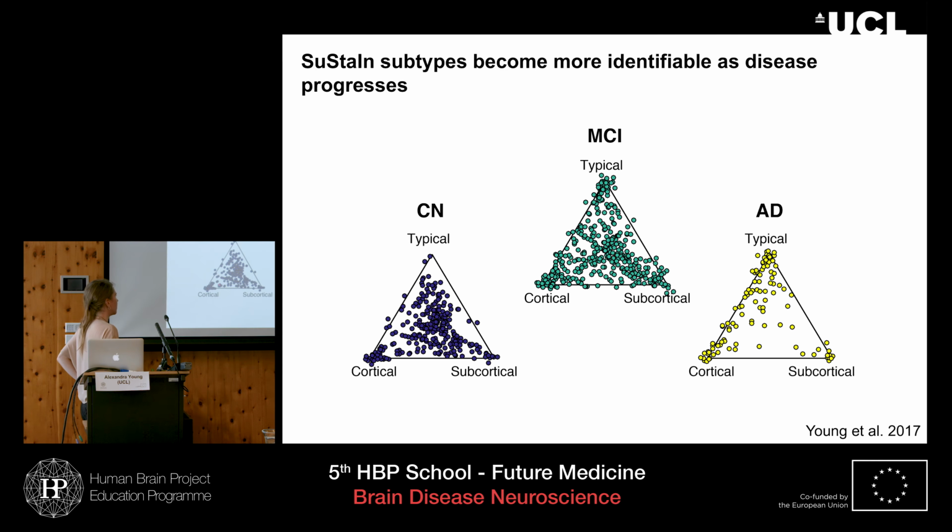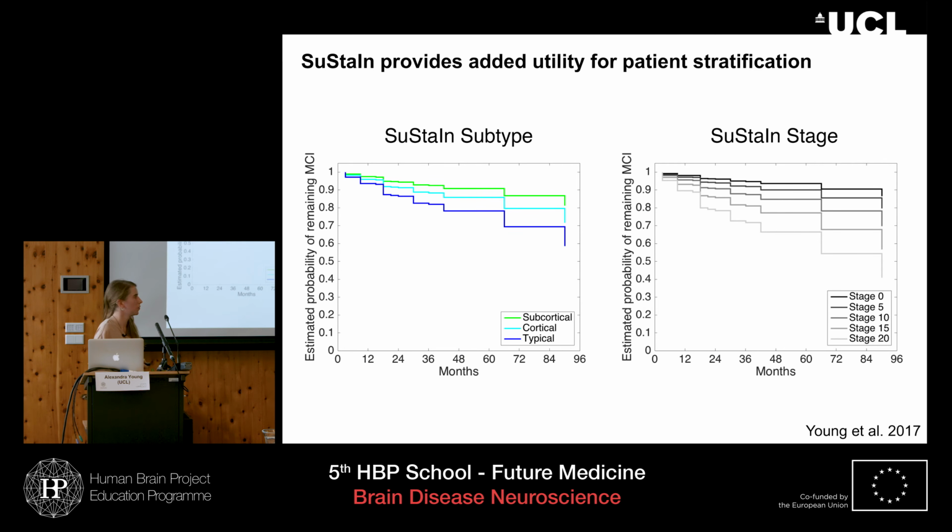So cognitively normal individuals are generally in the middle, meaning that they can't be identified as a particular subtype. In the MCI subjects, we've got some that you can't identify, but equally there's some clusters of individuals starting to appear that are strongly assigned to a particular subtype. And then in the Alzheimer's disease subjects, you get a strong assignment to specific subtypes. And both the subtypes and the stages of the model have added utility for patient stratification.